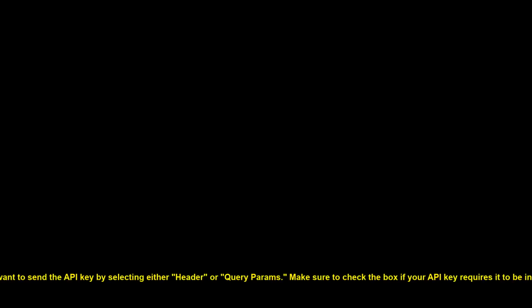Next, enter the key name in the key field. In the value field, input your actual API key. Decide where you want to send the API key by selecting either header or query params. Make sure to check the box if your API key requires it.